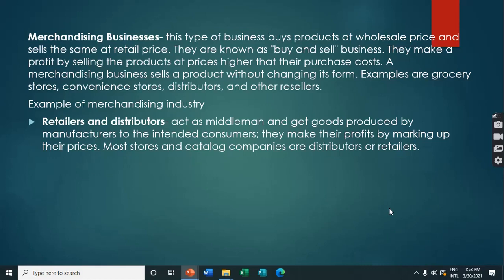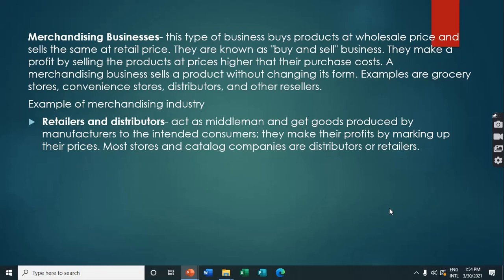So, example, yung mga grocery natin, grocery stores, convenience stores, yung mga distributors natin, yung mga resellers natin online, kung ano yung binili nila, yun din yung ibebenta nila. So, hindi nila papalitan yung form niya or hindi sila magdadagdag ng attributes dun sa product. So, that is merchandising business. So, kapag merchandising business, buy and sell. Ang keyword mo doon. So, remember that. Take note of that. Merchandising business, buy and sell.